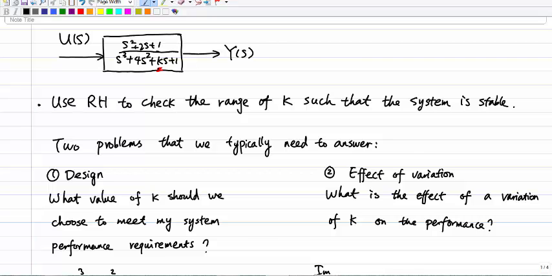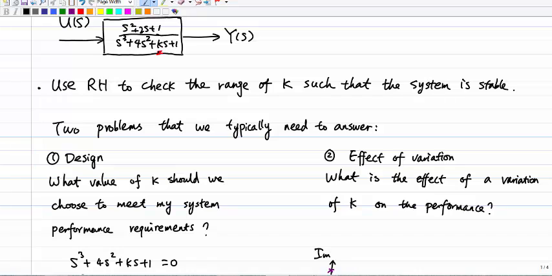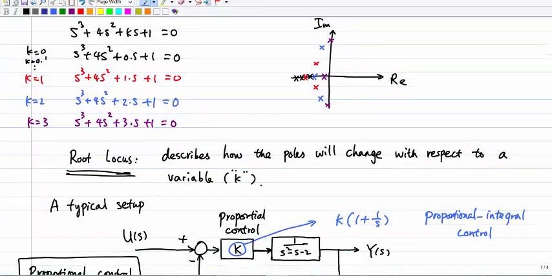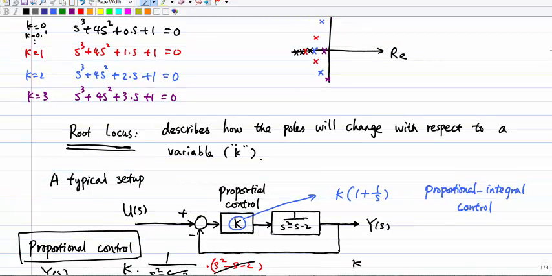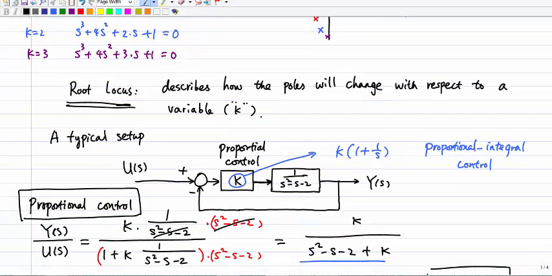So to get a more concrete idea about root locus, we typically have what we call a typical setup. The typical setup is given by this. We talk about a typical setup when we have a variable, here k, and then we give a system, which we typically call G sub s, with a unit negative feedback.